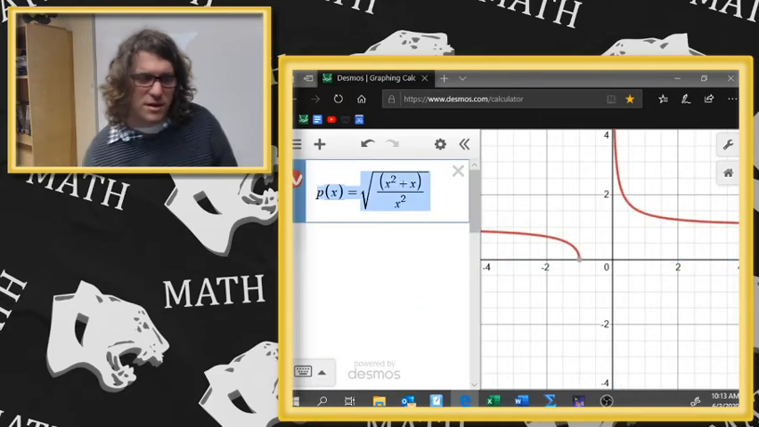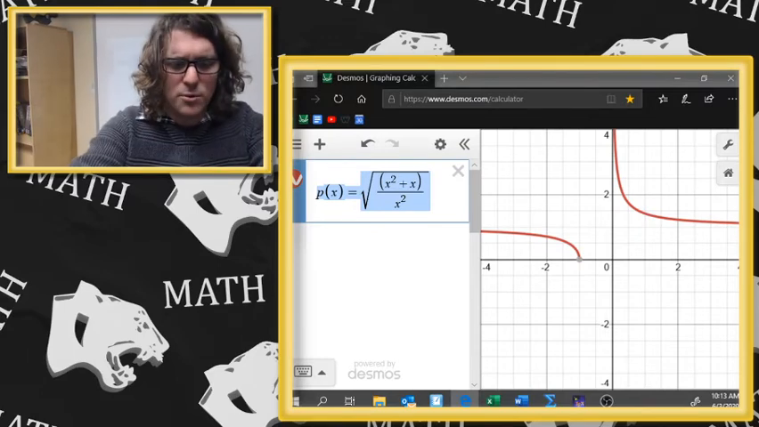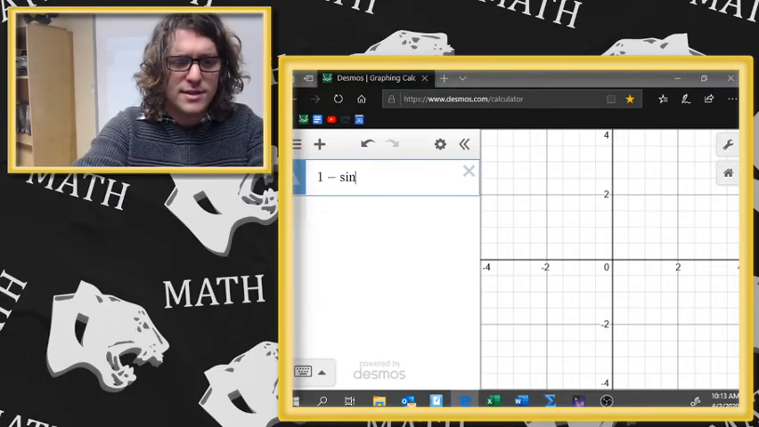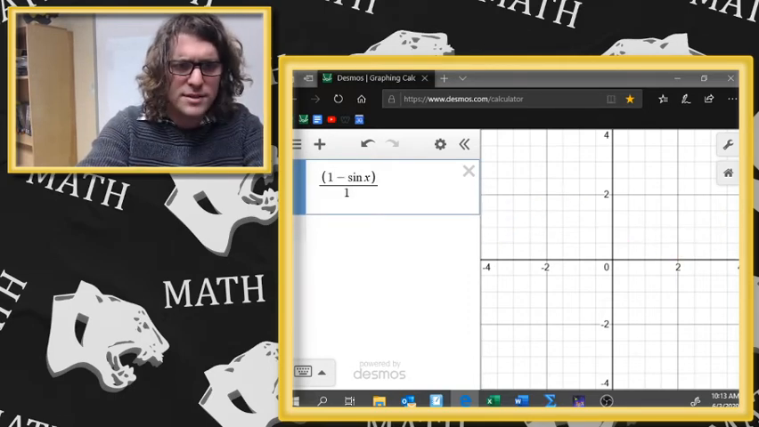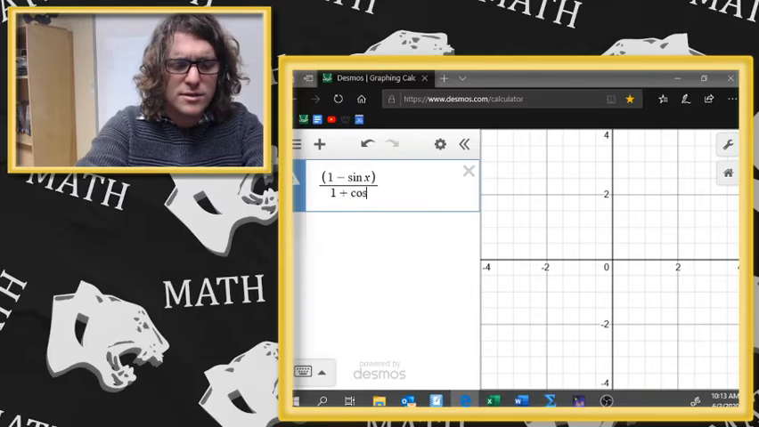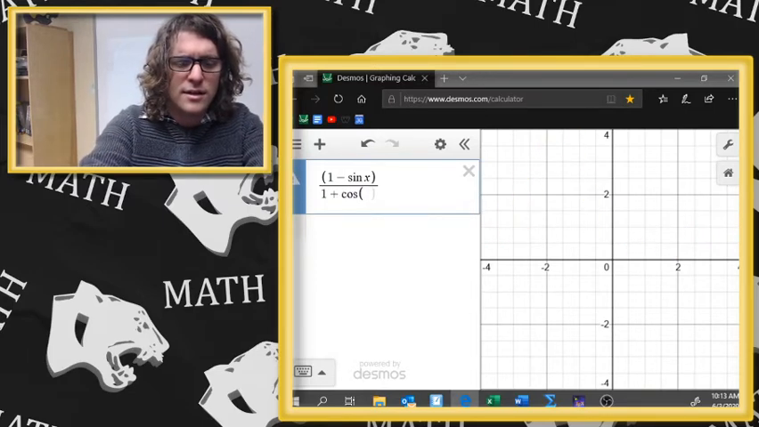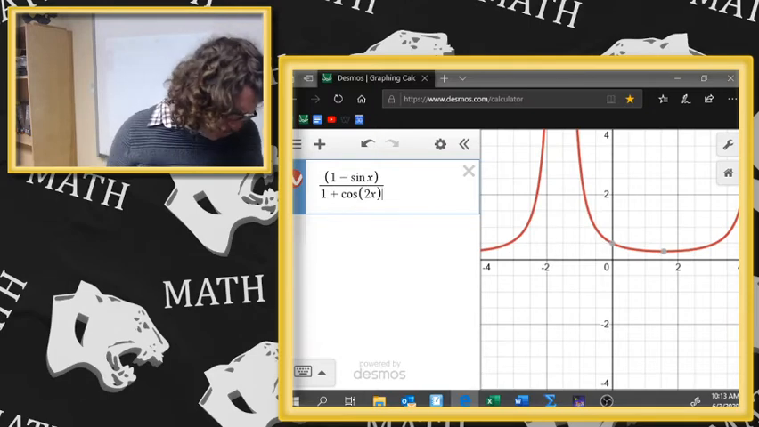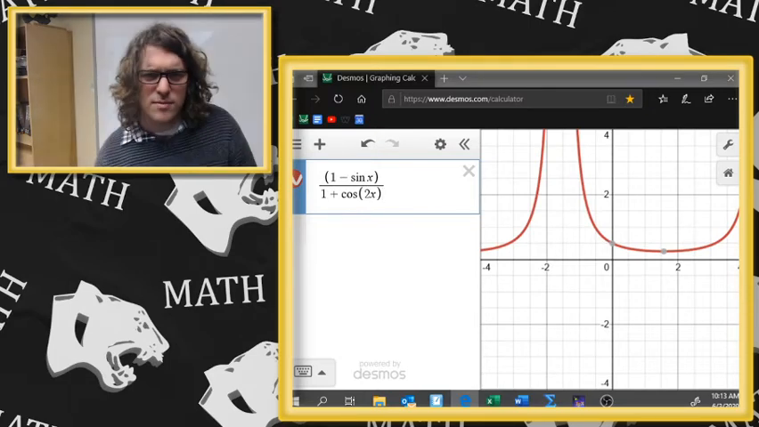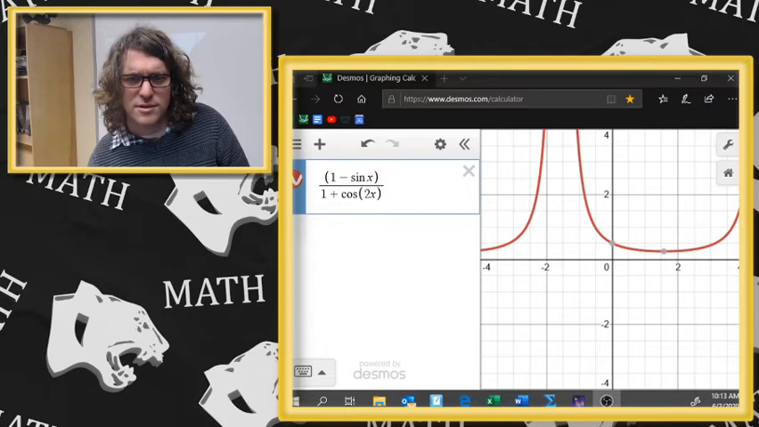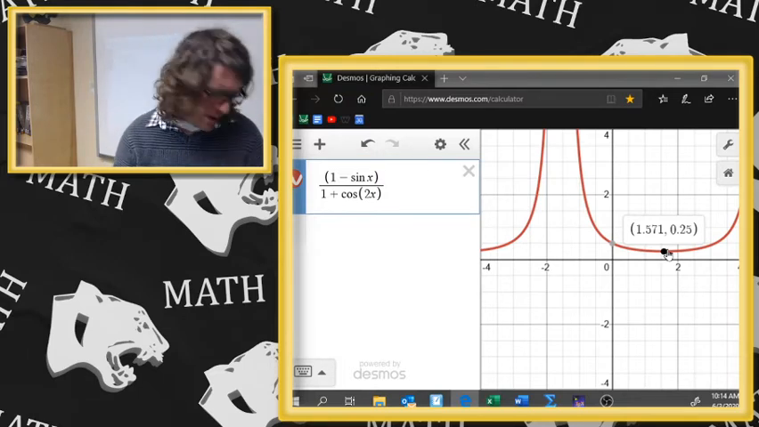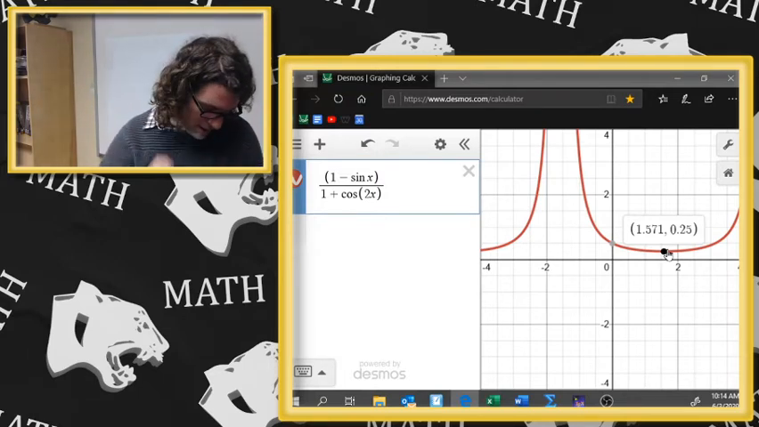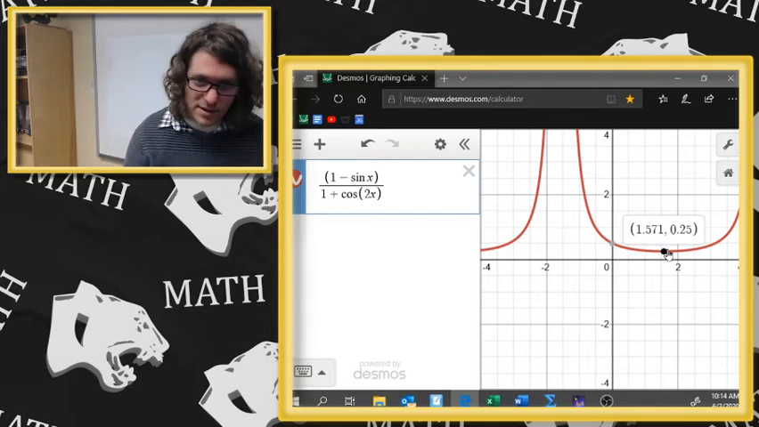So for limits, all we've got to do is see how the function behaves around that spot. So that's 1 minus sine x divided by 1 plus cos 2x. And we're specifically interested in how this behaves at pi over 2. So pi over 2 is looking like right there. So that's at a quarter. It's a minimum, and that is what we found. So that's good. The other ones I'm pretty happy about.